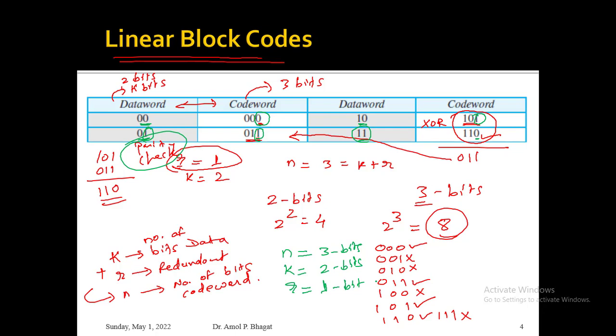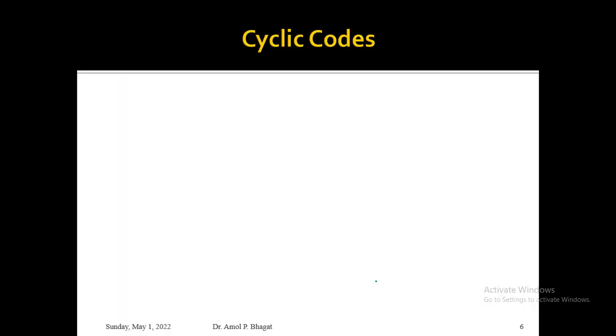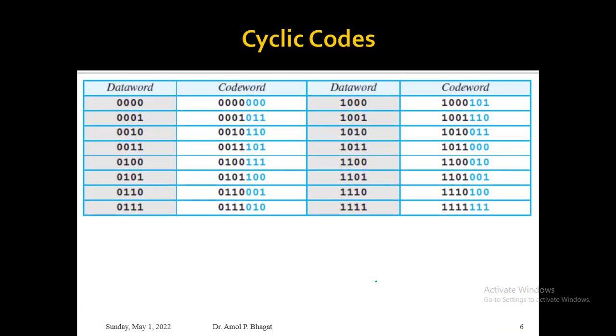Okay, so now let's look at the cyclic codes. What are the properties of cyclic codes, and how have these been derived from the linear block codes? In case of cyclic codes, obviously the property that we have seen in linear block codes, that whenever you perform the XOR of two valid code words you get another valid code word, is also possessed by the cyclic codes, along with one more property. So what is that property?